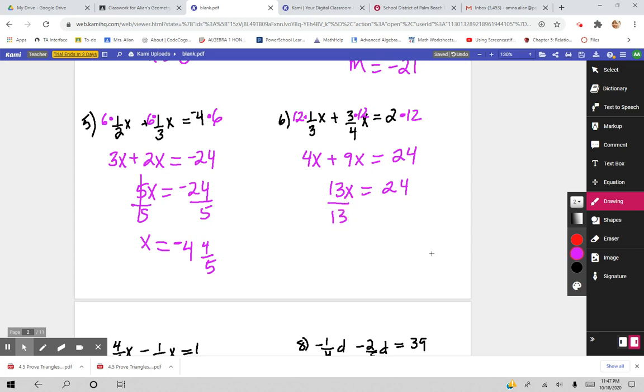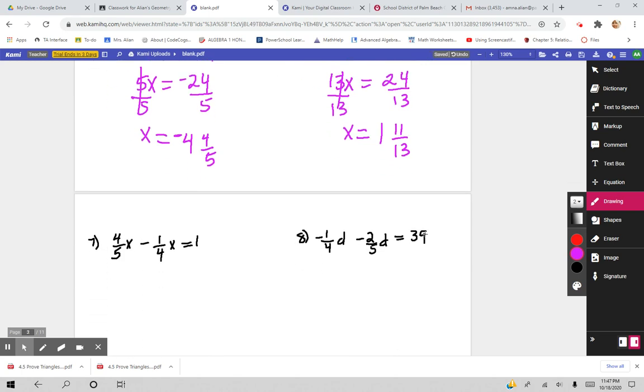Divide both sides by 13, and x equals, well, 13 goes into 24 one time. We take 13 from 24, you're still left with 11 over 13. Okay, let's keep going.